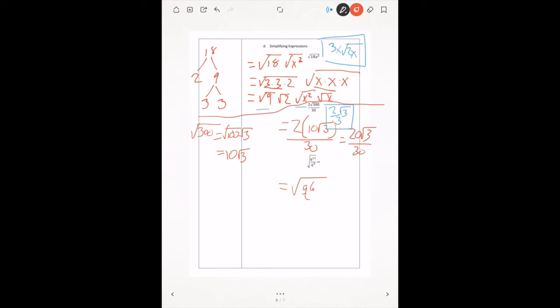Now I can go ahead and say that's q times q times q times q times q times q. And I can make some groups. This starts to get a little tedious after a while.